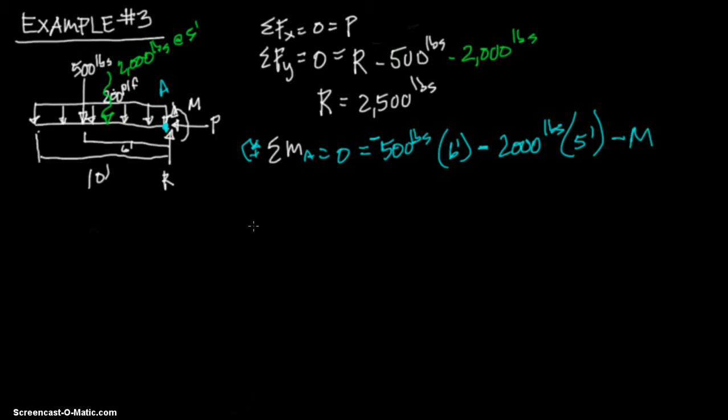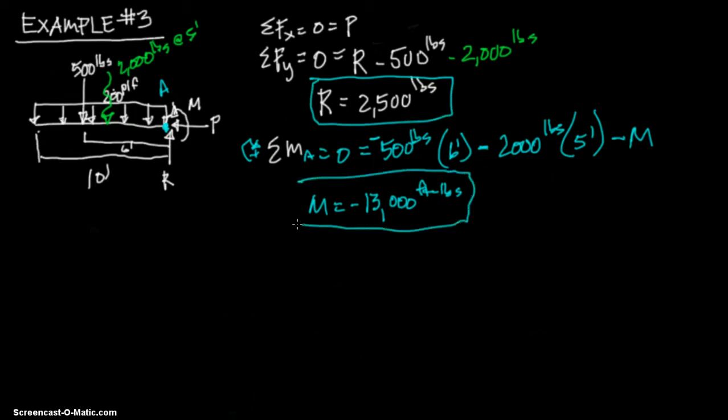Alright. Now you solve for M. Let's go ahead and throw M on the other side. So you're going to have M equals negative 500 times 6 minus 2,000 times 5. And that is 13,000. That's a negative 13,000. Negative 1, 3. And that's foot pounds. And those are your answers. You have R equals 2,500 and M equals 13,000 foot-pounds. Let's go ahead and check that. R equals 2,500, and M equals 13,000 foot-pounds.